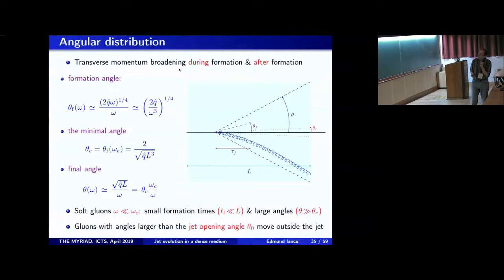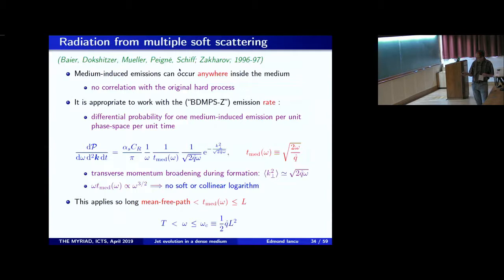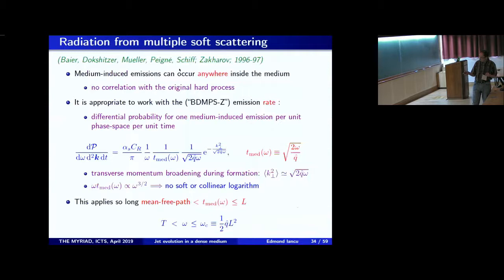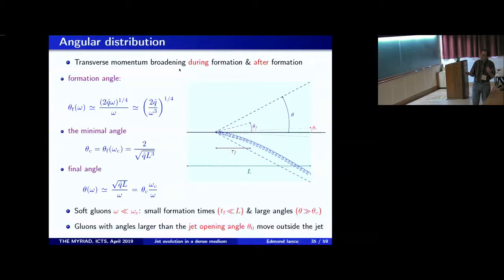Okay, so now, what is the angular distribution of the radiation? This is a cartoon trying to show the emission of a gluon. The emission starts here. This is the formation time, the one I called here tau med. In this drawing it is called tau formation. During the formation time, the gluon acquires a transient momentum, shown here. And because of that, it has some non-trivial angle, the formation angle, which is the transient momentum divided by the energy. So that's the angle of the emission of a medium-induced gluon.